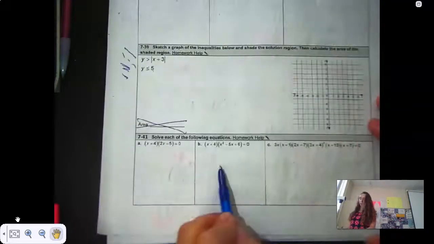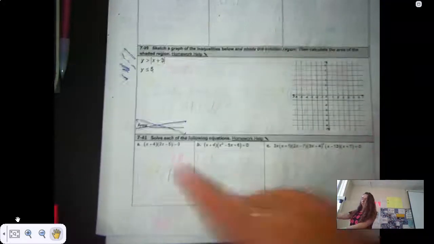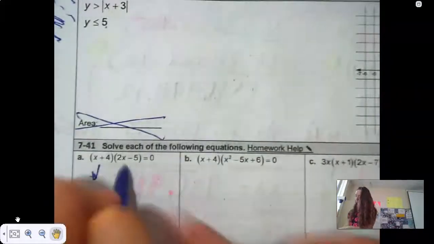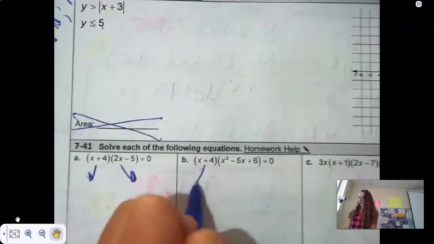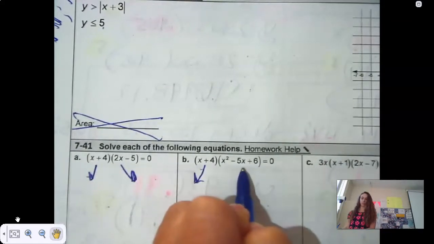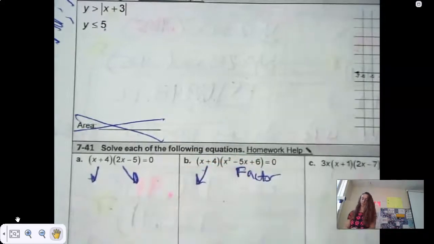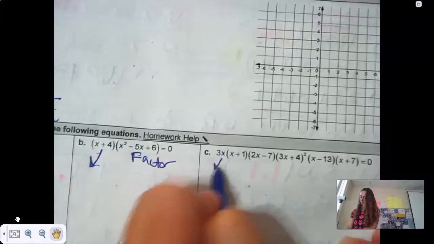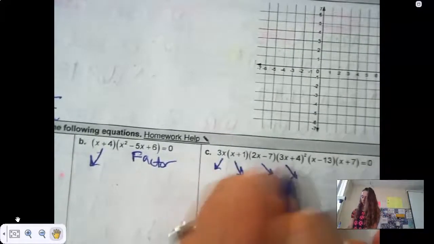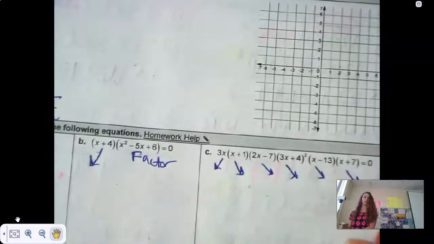Okay, solving these, you should know what to do. This one's a little bit easier because this one you just have to set it equal to 0 and set it equal to 0. The problem is I can't set this equal to 0, so what am I going to have to do first? Factor. This one, yeah, I'm going to set it equal to 0 here, and here, and here, and here, and here, and here. I can do that.